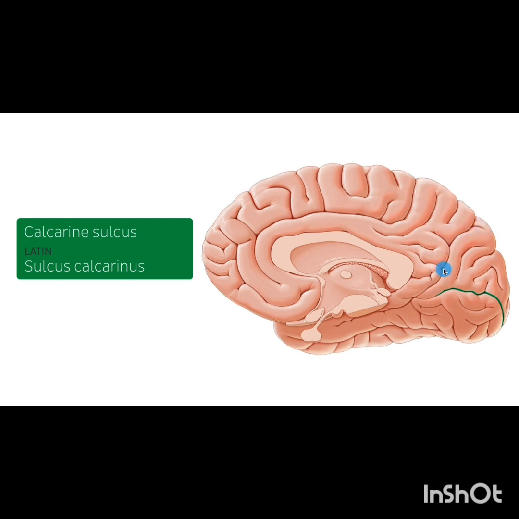This is the parieto-occipital sulcus, and just as I'm showing you here, this is the corpus callosum. You have to remember that the calcarine fissure corresponds to Brodmann area 17, and it is the primary visual cortex.